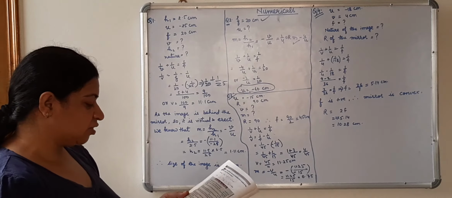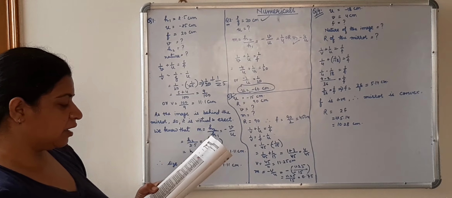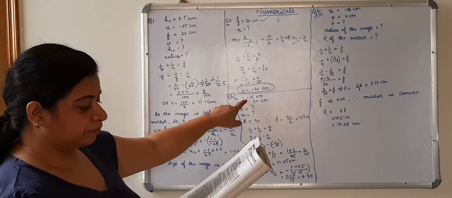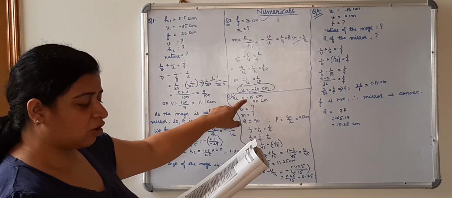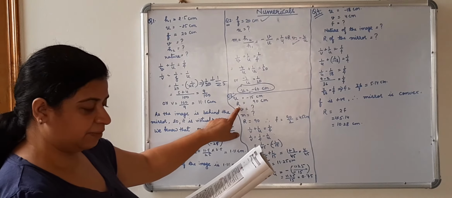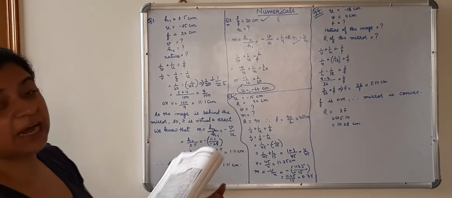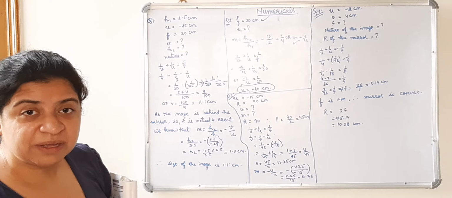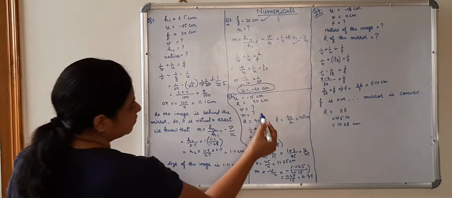Now let's start with question number 3. An object is placed 15 centimeter, u = 15 centimeter, from a convex mirror of radius of curvature 90 centimeter. Calculate the position of the image and its magnification. We need not find the height of the image, we only need to find the magnification. So these two things we need to find out.